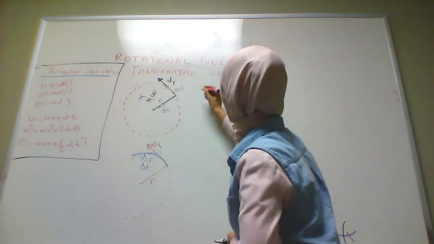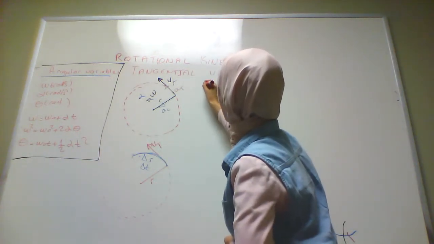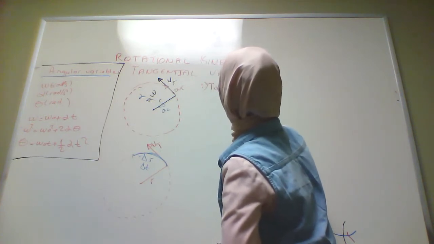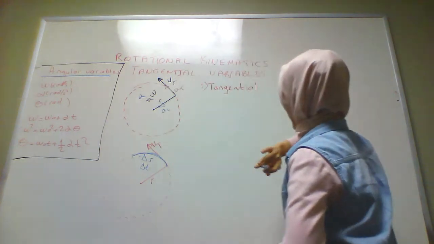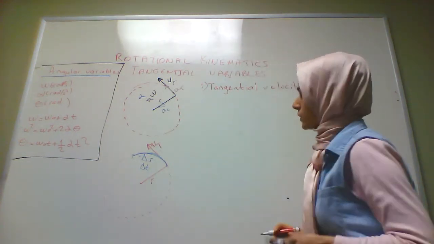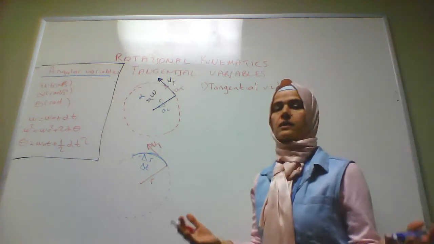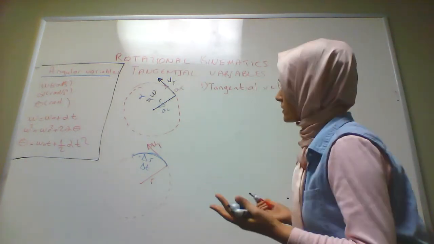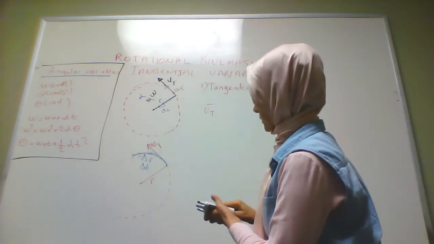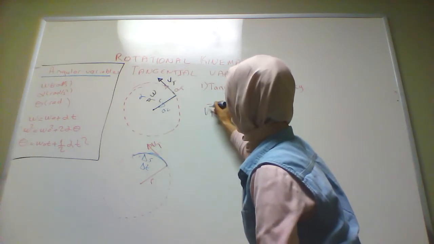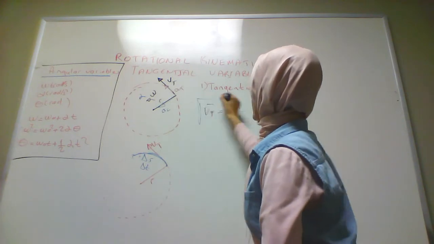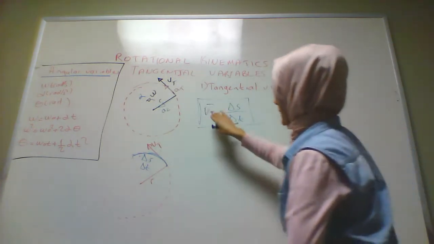We're looking at tangential velocity among these tangential variables we talked about. So the arc length is traveled per unit time. So the average value of tangential velocity will be delta s over delta t. Again, we're going to drop this average value later on, but that's what it is.